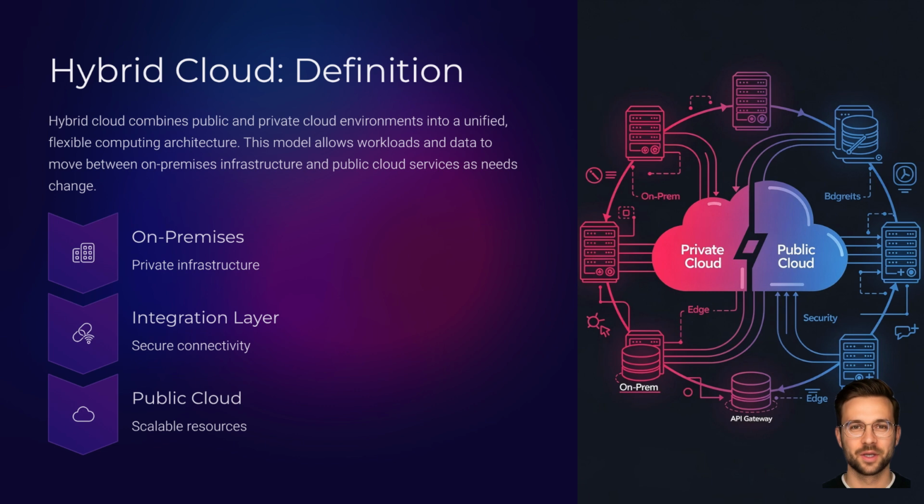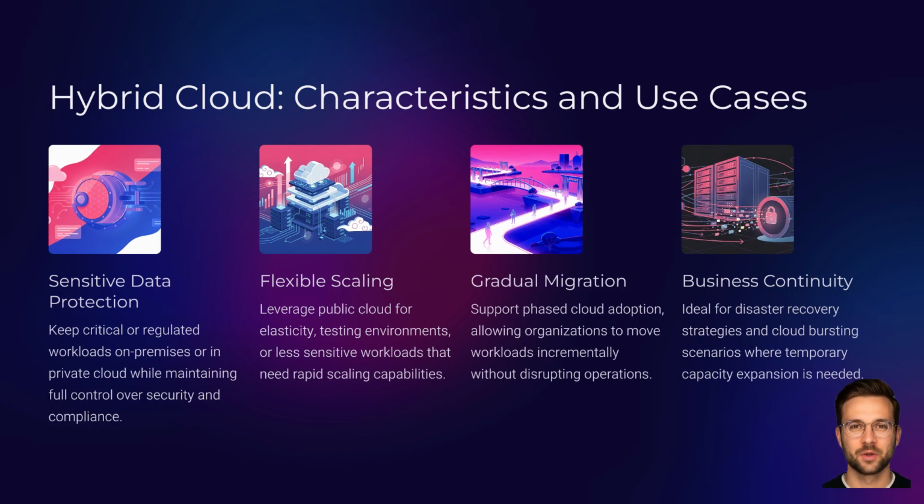Hybrid cloud is especially powerful when an organization wants to keep sensitive data and critical systems on premises or in a private cloud. Use the public cloud to handle variable traffic, test environments, or less sensitive workloads. Gradually migrate applications to the cloud instead of moving everything at once. Implement disaster recovery to the cloud while keeping primary systems on premises.